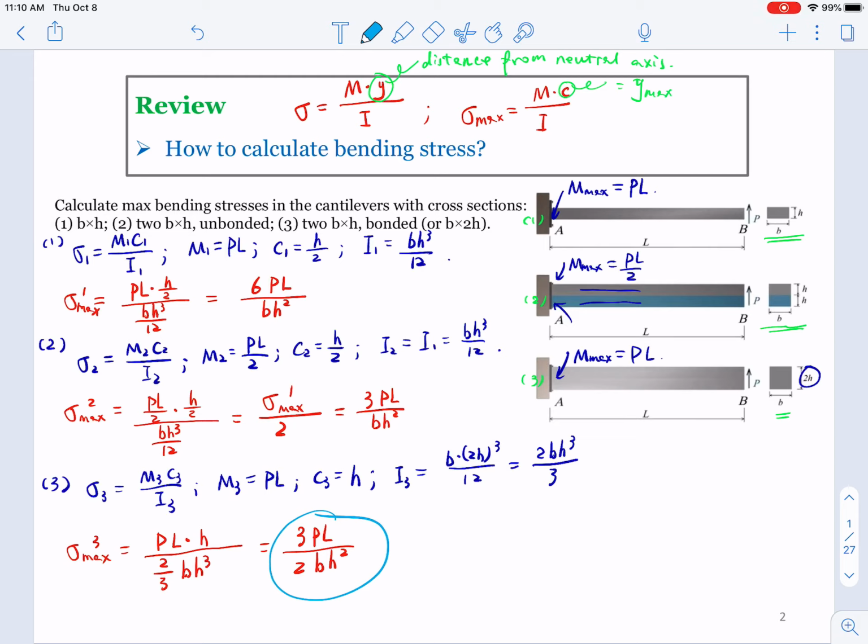Okay, in case 3, we have these two beam sections bonded together, and these two pieces are the same material. Then how about if these two materials are not the same? If one piece is steel and the other piece is wood or aluminum, how will we deal with it? This is called a composite beam. This will be the topic today, and we will talk about how to transform a composite beam consisting of different materials into a monomaterial cross section.